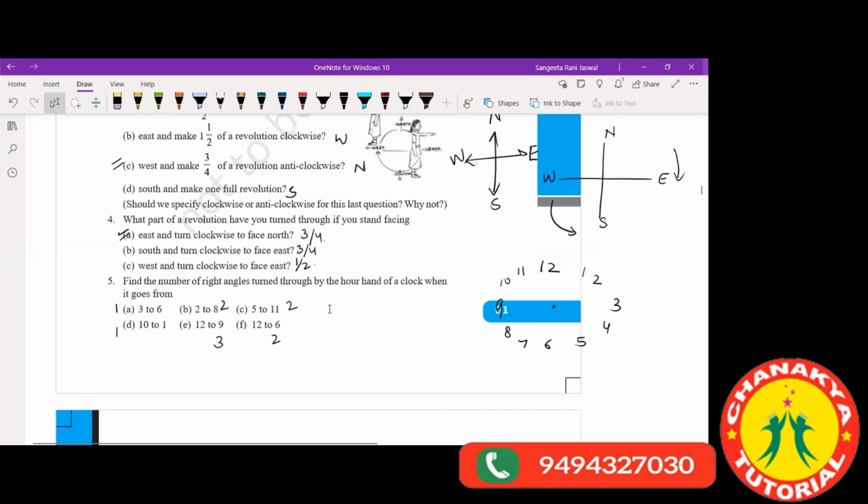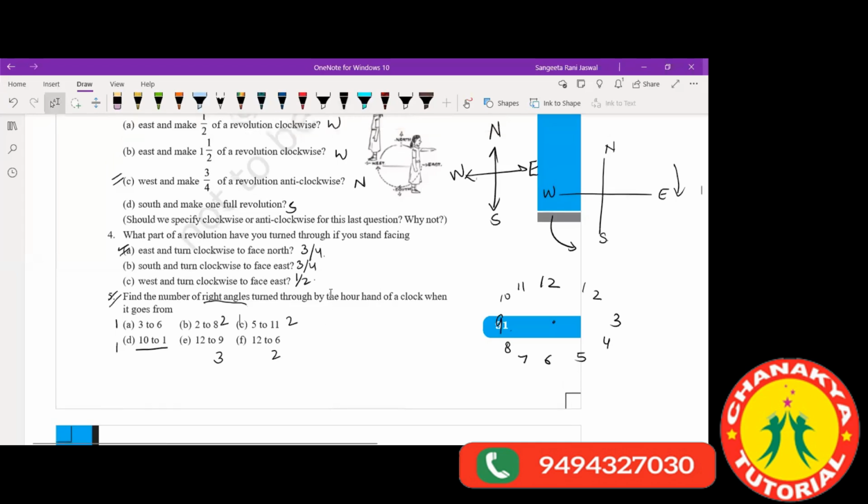Okay, I'm taking question number 5. Find the number of right angles turned through by the hour hand of a clock when it goes from 10 to 1. How many right angles will it move from 10 to 1? 10 to 1 means 10 to 11, 11 to 12, 12 to 1. So that means one right angle.